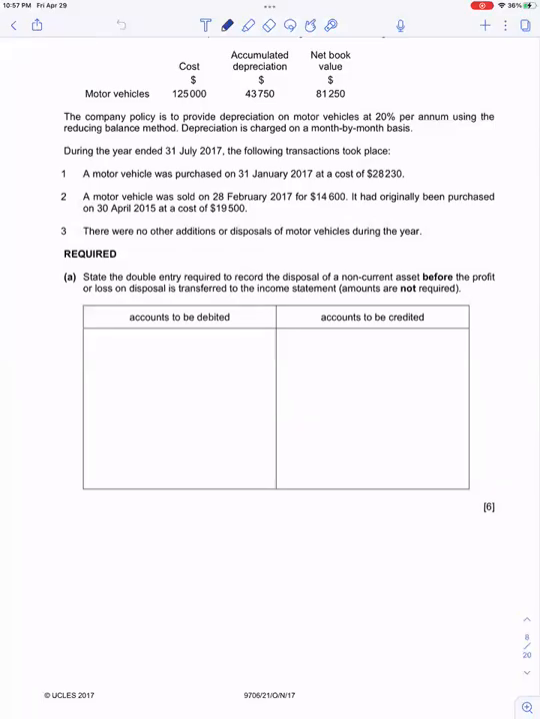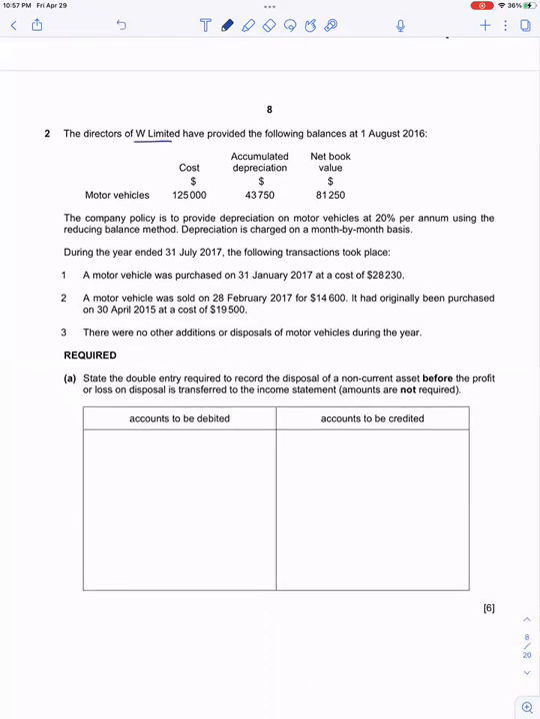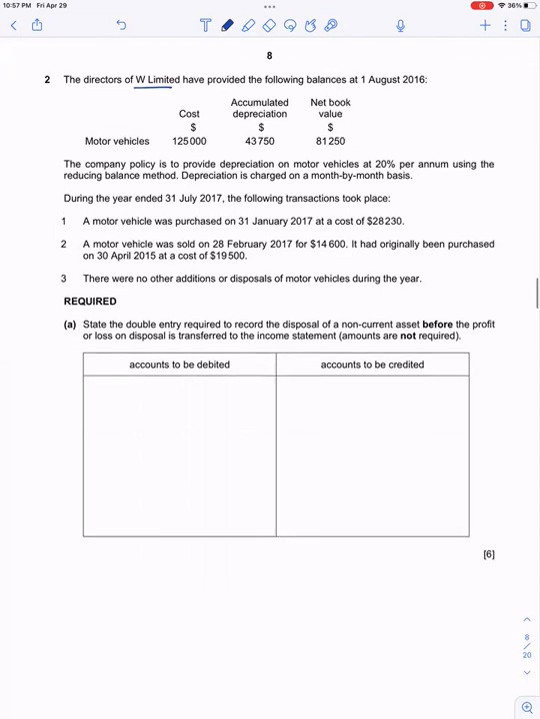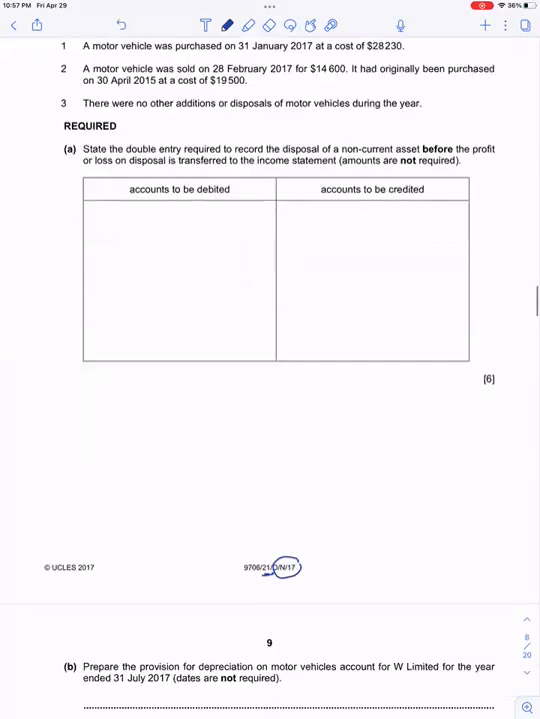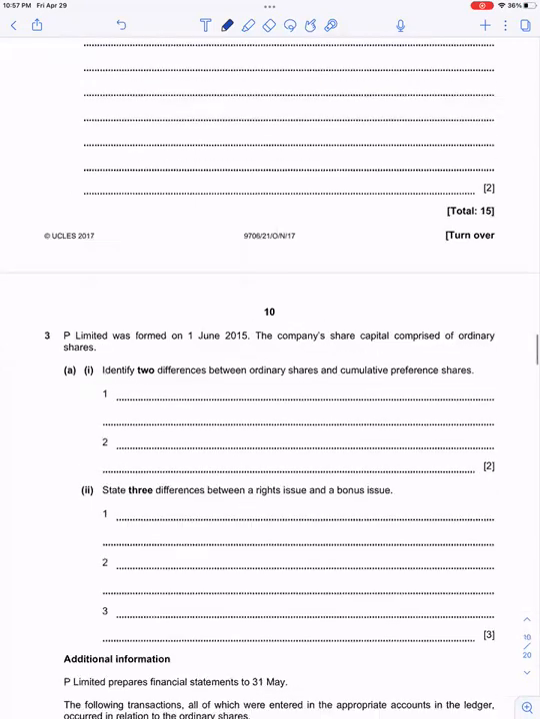Okay. So we are basically doing October, November 2017, Paper 21, Depreciation, W Limited. Are you with me? Yes, sir. Okay. We will read the question and first we will see what we have to prepare, and accordingly we will prepare our own working notes. First is journal entries required to make the disposal. Second, provision for depreciation. Third is effect on profit.